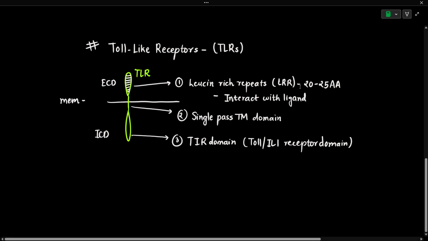So let's now discuss the types of TLRs, the different types of TLRs which are found in humans, in our system. On the basis of location, PRRs are differentiated into different types. In the same way, TLRs are also of different types.